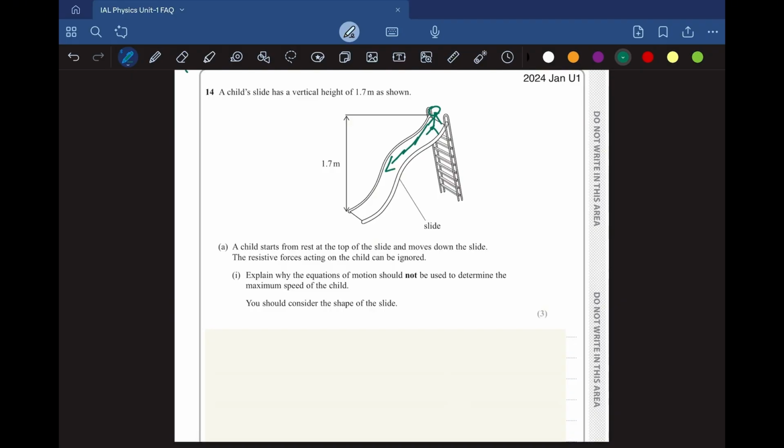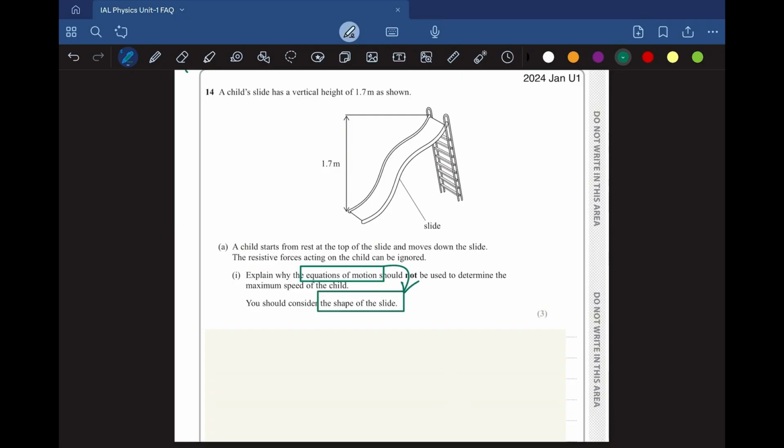Explain why the equations of motion should not be used to determine the maximum speed of the child. So basically why we cannot use the equations of motion. You should consider the shape of the slide. So basically they have given us a hint that why the equations of motion cannot be used, and the reason behind why it cannot be used should be answered in terms of the shape of the slide. So basically there is something about this shape of the slide which isn't allowing us to figure out the maximum speed of the child using the equations of motion.